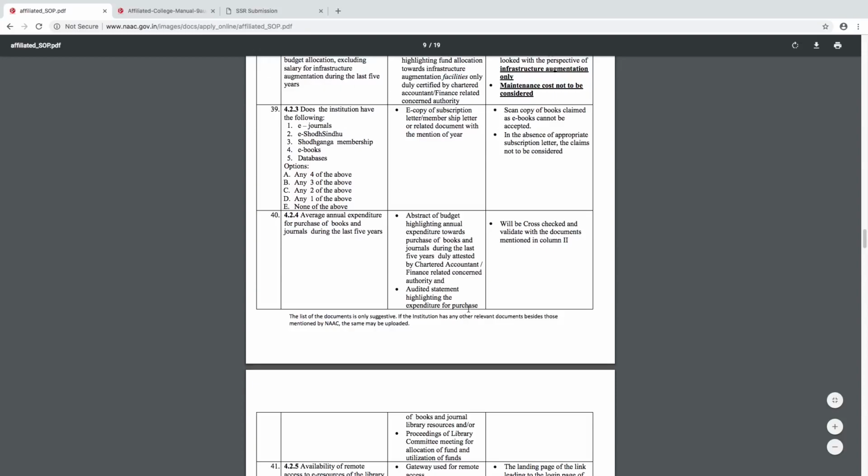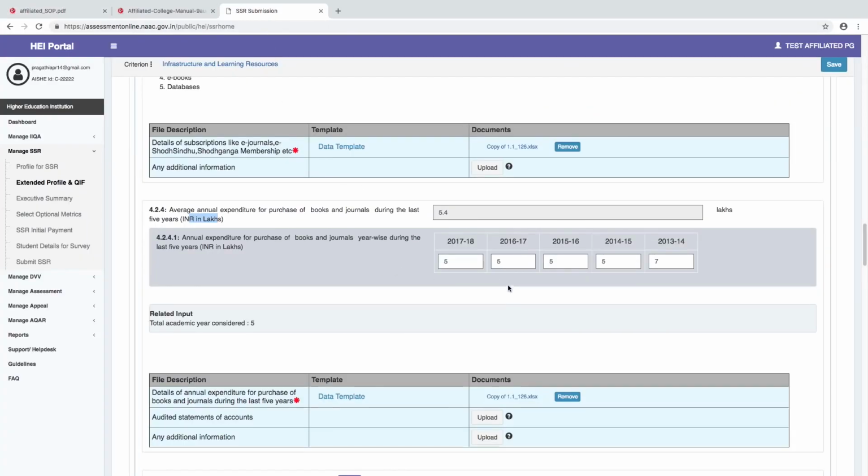Instead of providing an entire budget statement, there has to be an abstract of the budget highlighting the annual expenditure towards the purchase of books and journals during the last 5 years. That has to be duly attested by a chartered accountant or a finance-related concerned authority. This has to be uploaded here in the audited statement of accounts.